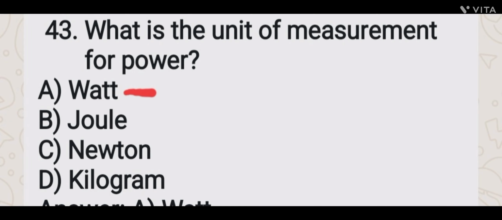What is the unit of measurement for power? Option A. Watt.